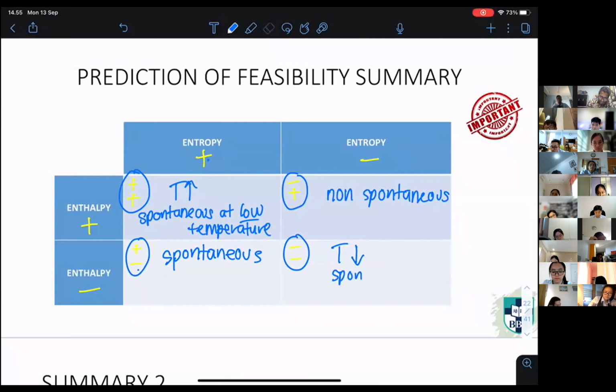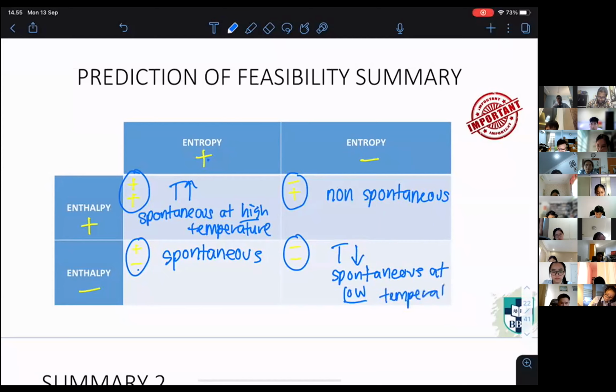Sorry, I think I made a mistake. At higher temperature. At high temperature. This is only going to be spontaneous at low temperature. Very easy to represent.